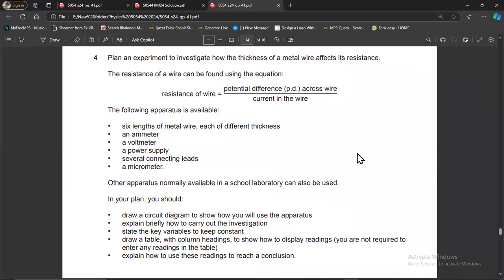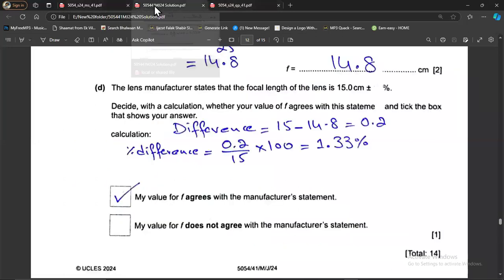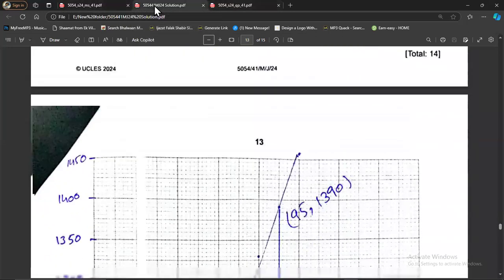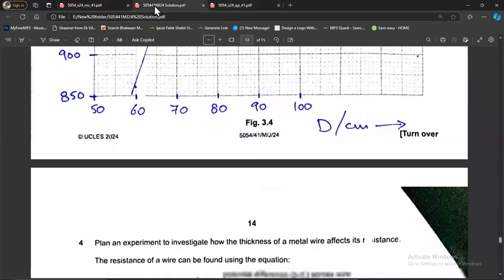And then we will draw a graph. On the x-axis I will write the diameter, on the y-axis I will write the resistance. Then I will plot these points on graph paper, and by looking at the shape of that graph we will be able to tell the relationship between the resistance and the thickness or diameter of the wire. So this is the planning question. Let me show you. I have done this.